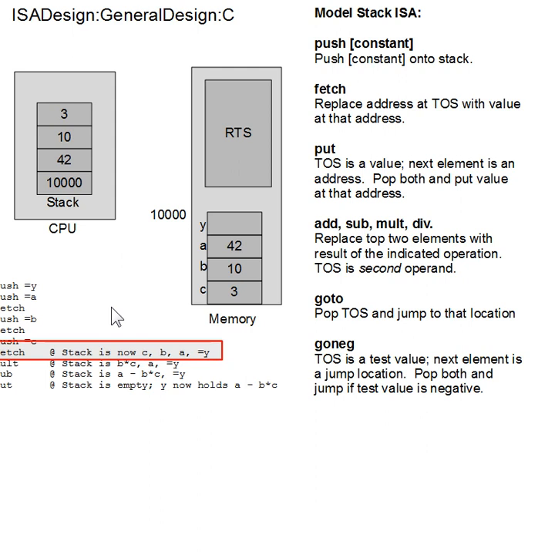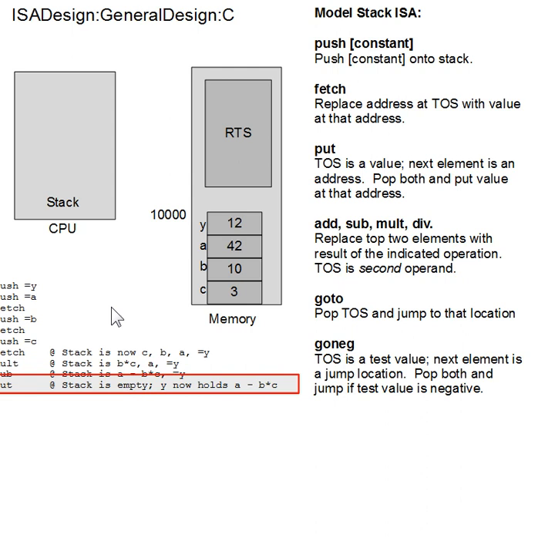This leaves B and C at the top of stack, so we can first compute their product via the mult. And this leaves us with the right operands for the sub. Again, the top of stack is the second operand. And then, finally, the put.